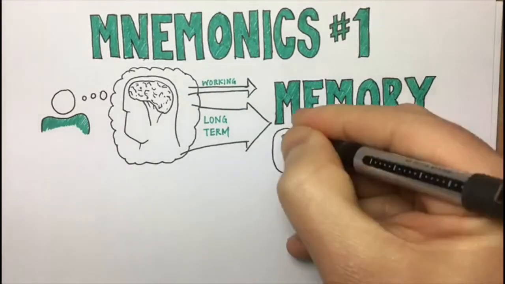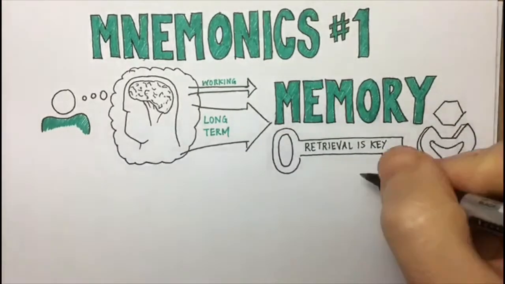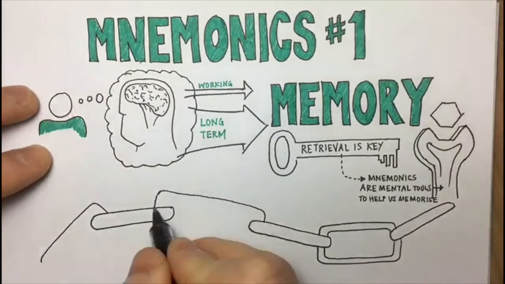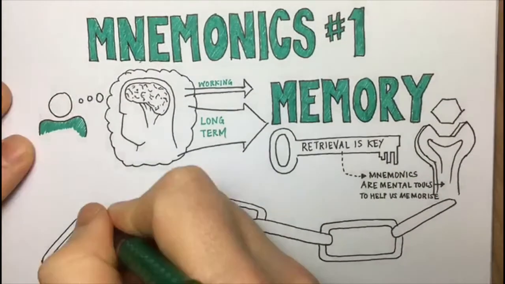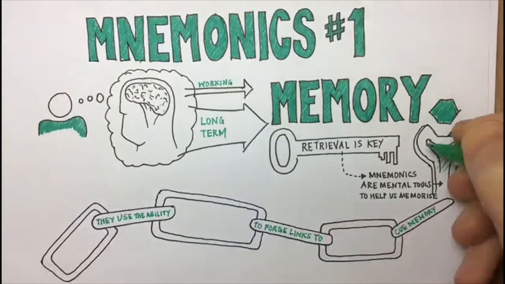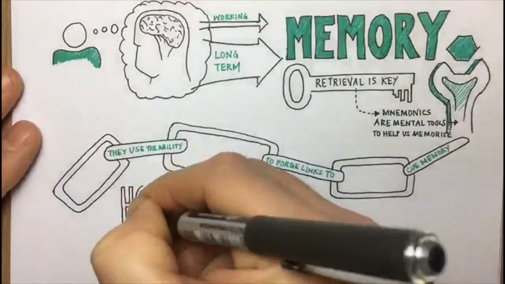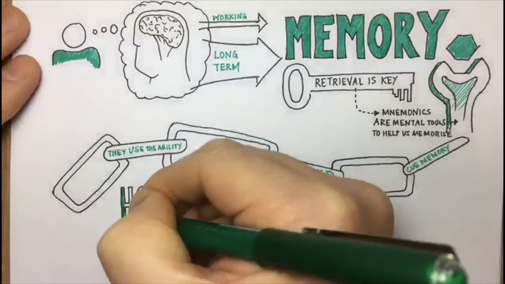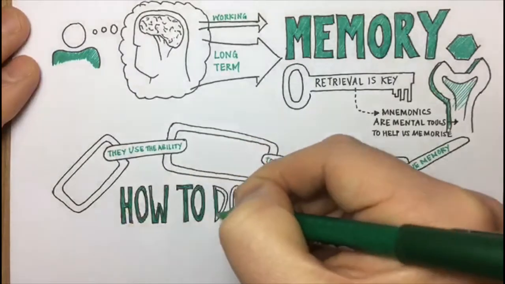Mnemonic devices are mental tools to help us memorise information. This video focuses on more simple and well-known mnemonic devices, and next week we'll look into some slightly more complex ones. For all of them, they use the ability of the brain to forge links to cue memory. The most common mnemonics use either a trigger word or memorable phrase, and they're the focus for this tip.